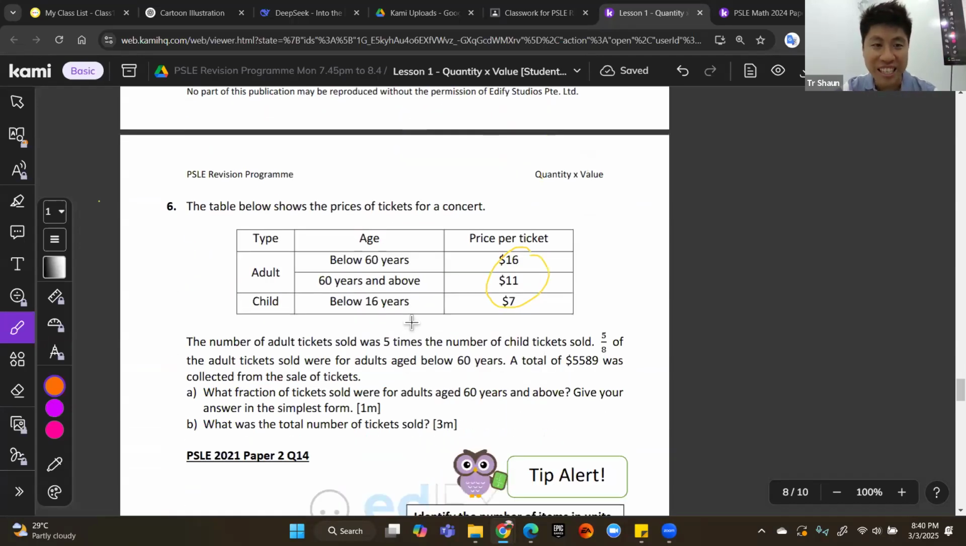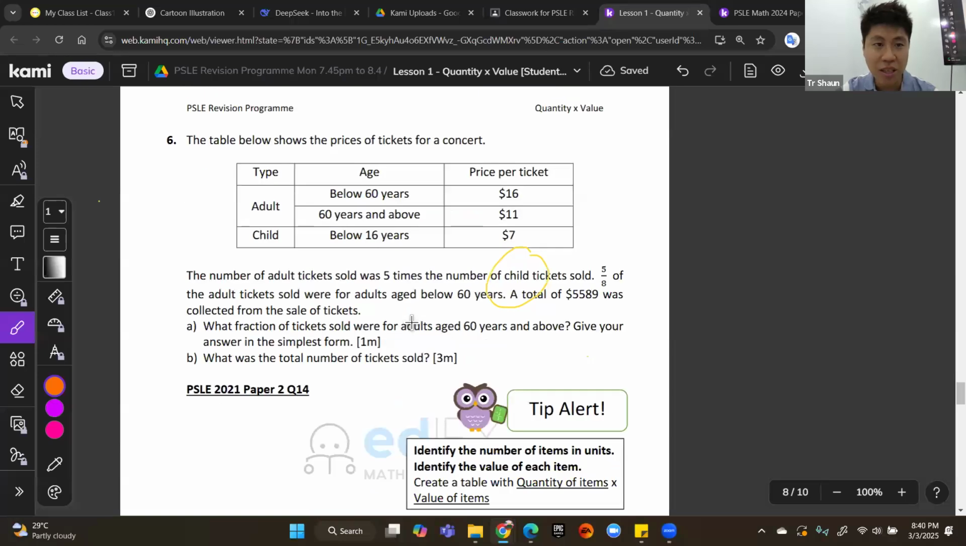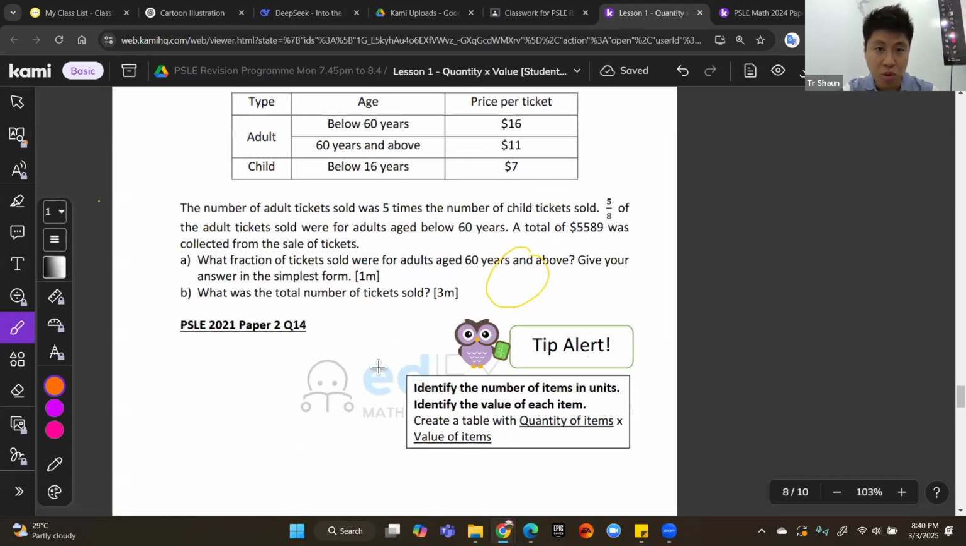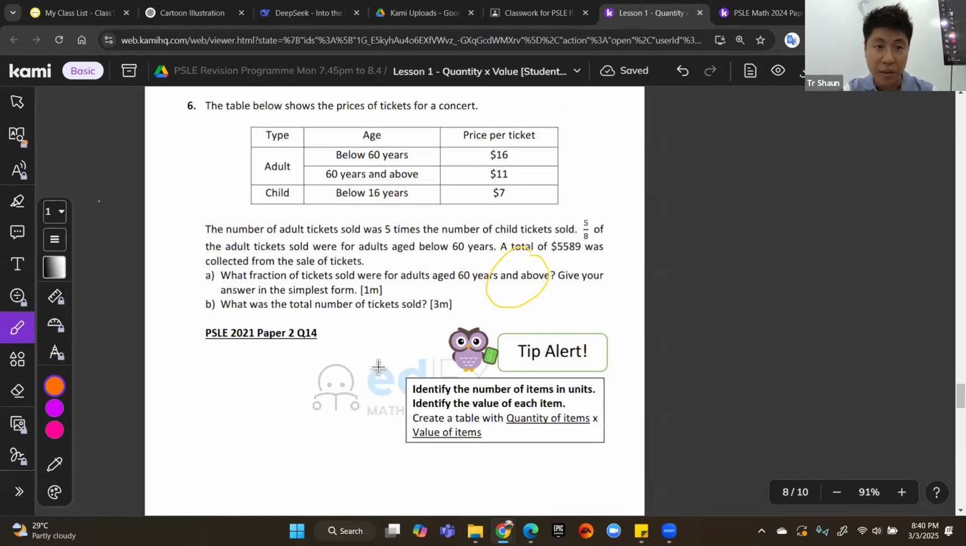Okay, so let's do question 6. Let's look at this. So the table below shows, this is a 2021 paper question 14. It's a 4 mark question somewhere in the middle. I'm going to zoom out a little bit because the question is big. So don't get scared when you see such a big question in the middle of the paper. Okay, it's not as difficult as it seems.